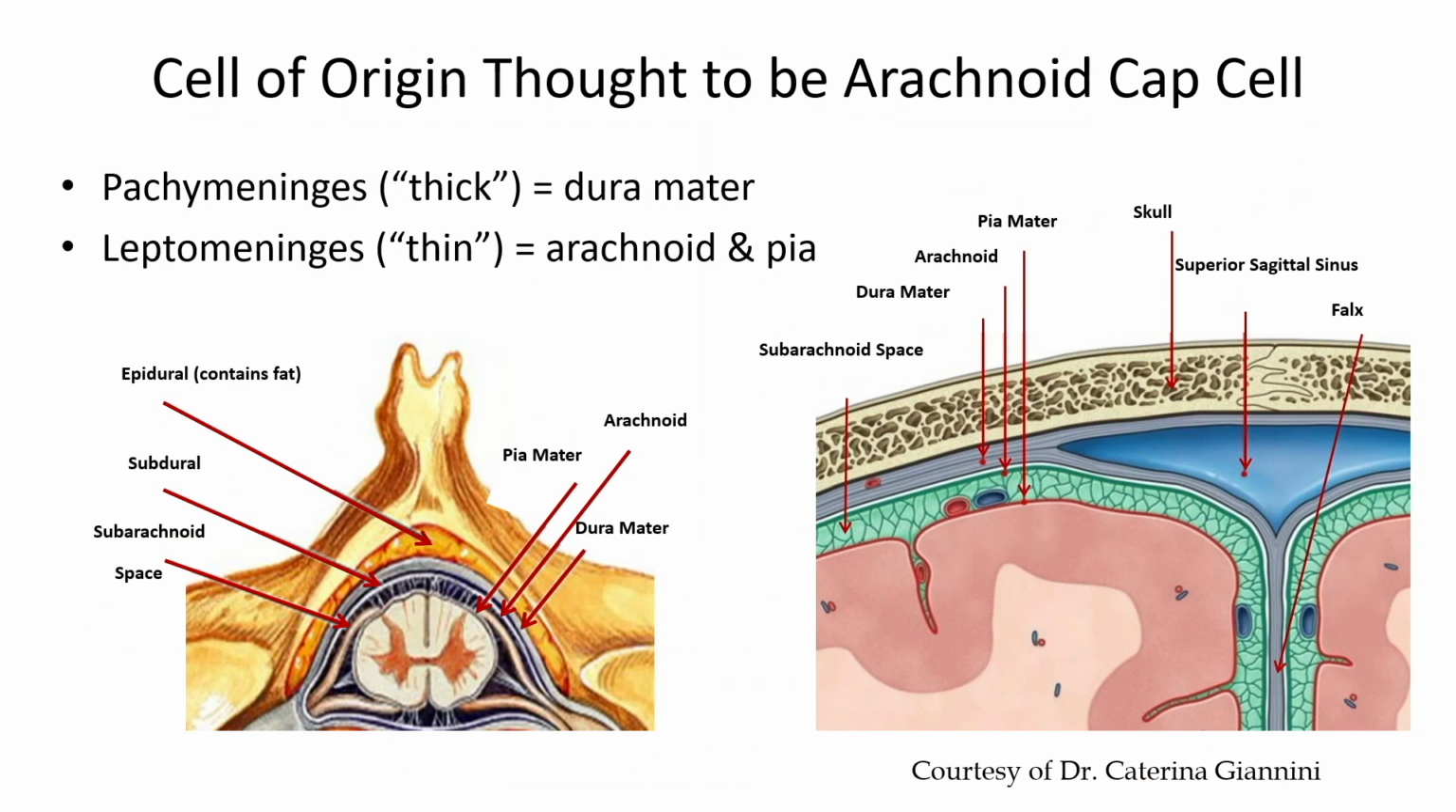We think these come from arachnoid cap cells, though it's never been absolutely proven. That's the dark green layer that you see here, and you see it's right under the dura, which is probably why these are so often dural-based tumors.